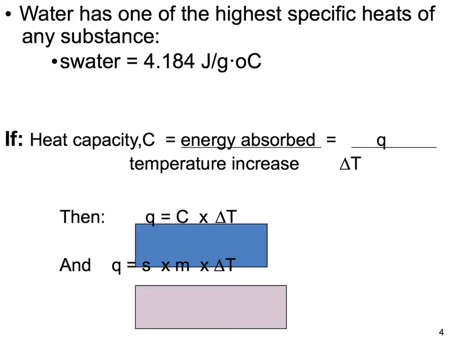Water has one of the highest specific heats of any substance, and this doesn't really say S water, it's supposed to be S sub water. So it's the specific heat of water, and it's 4.184 joules per gram degree C. The heat capacity then is, as we said, the energy absorbed over the temperature increase, and we already said that that's Q over delta T. We can rearrange this to find C times delta T. So we're going to now have another equation, Q is equal to S times M times delta T. Those are both from the previous equation.